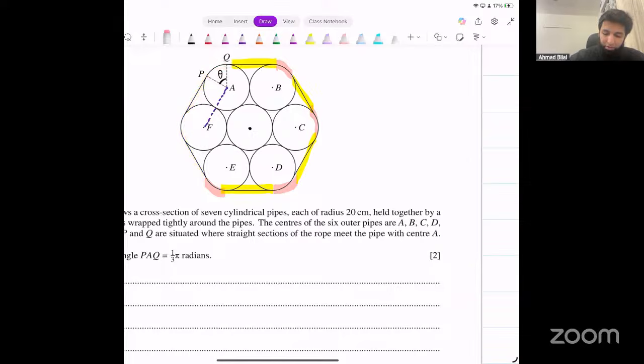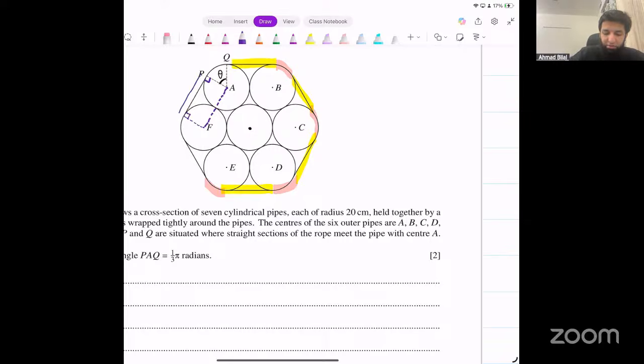Now, remember, AP is radius. This line is a tangent. The straight lines coming, they are tangents to the circles, which means we are going to have a 90 degrees here or pi over 2 radians. Similarly, if I were to make a radius from point F to this side as well, that will also make a 90 degrees.